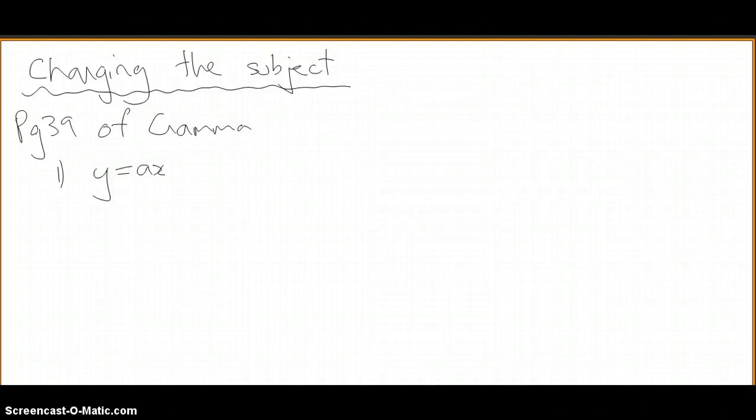Okay, making or changing the subject. Some books say making X the subject, but changing the subject. At the moment in this equation, as my example, Y is the subject. And I'm on page 39, yep. And it says in the instructions, make X the subject. So in other words, I want the final answer to say X equals.